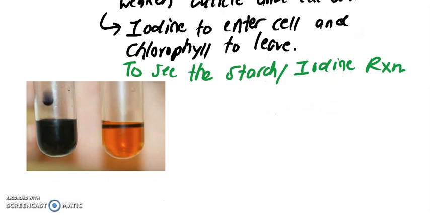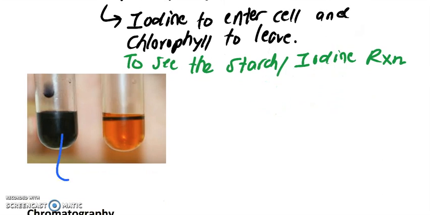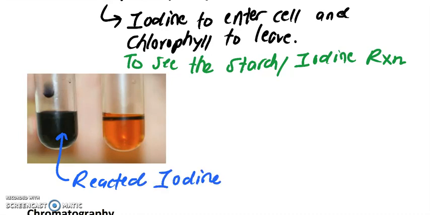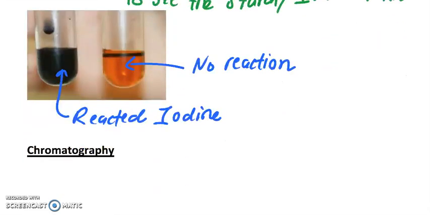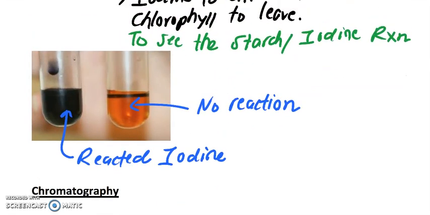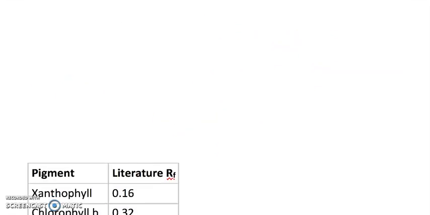Okay, so on the left is starch reacted with iodine, Lugol solution. But on the right, if you have no reaction, this is what it would look like. So we have no reaction here. Okay. And I'll explain the chromatography and the, how do you pronounce this word? The spectrophotometry in the next video.